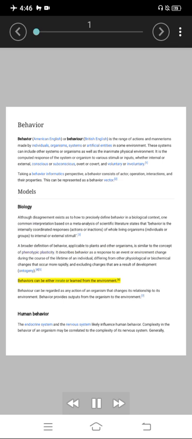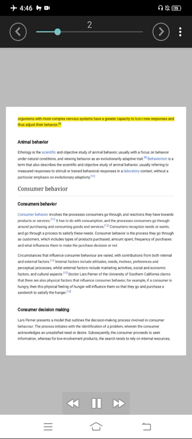6. Behavior can be regarded as any action of an organism that changes its relationship to its environment. Behavior provides outputs from the organism to the environment. 7. Human behavior. The endocrine system and the nervous system likely influence human behavior. Complexity in the behavior of an organism may be correlated to the complexity of its nervous system. Generally, organisms with more complex nervous systems have a greater capacity to learn new responses and thus adjust their behavior.